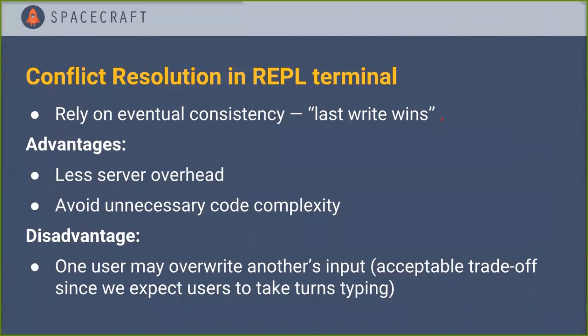However, for the REPL terminal, we decided this was an acceptable trade-off because there's only one line in the REPL that anyone can write to at any one point. And because that's usually where you're trying to store some state or you're trying to execute something to get your output, we are assuming that everyone collaborating is going to be a good user, a good agent, and communicate and say, hey, I'm going to type this to the terminal. So that's why we chose it for the terminal.